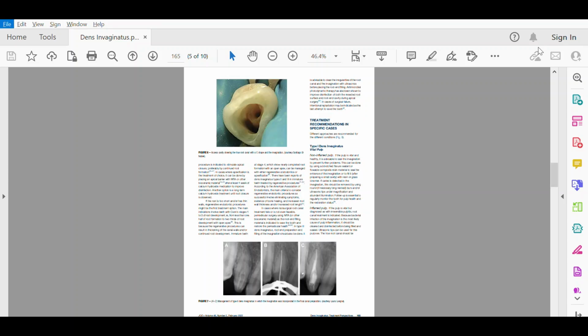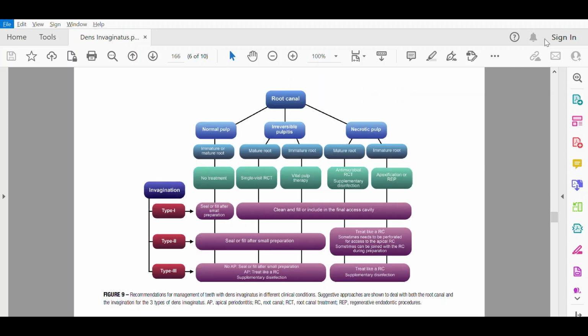The management varies according to the invagination extent, pulp and periradicular status, and the stage of root development. New technologies such as guided endodontics, computer-aided dynamic navigation, and magnification by operating microscope and dye can be used for planning and more accurate management of dens invaginatus. The recommended management of teeth with dens invaginatus can be seen in this figure.